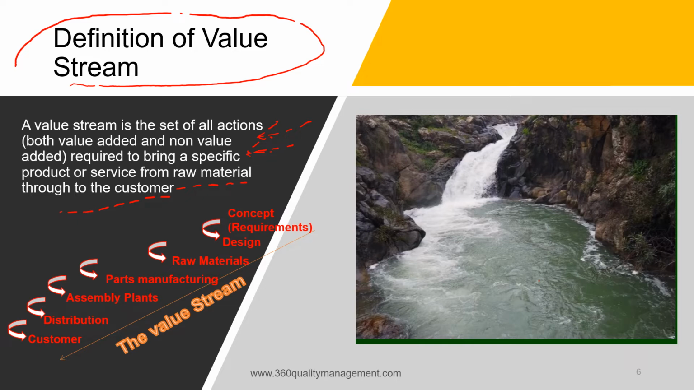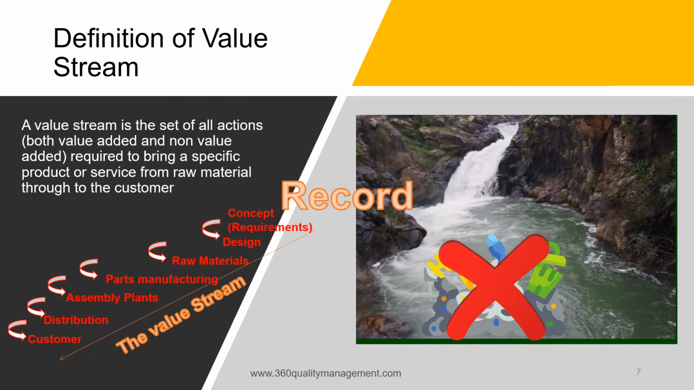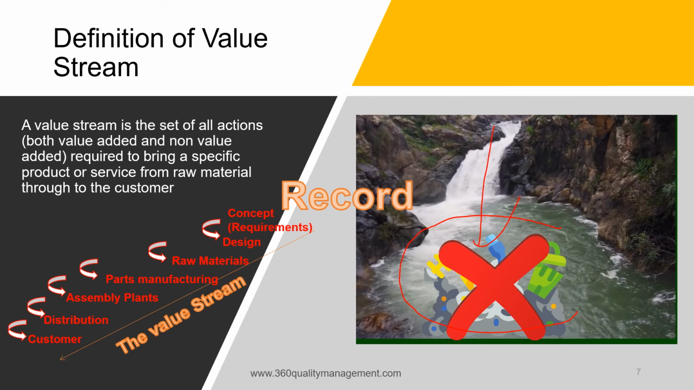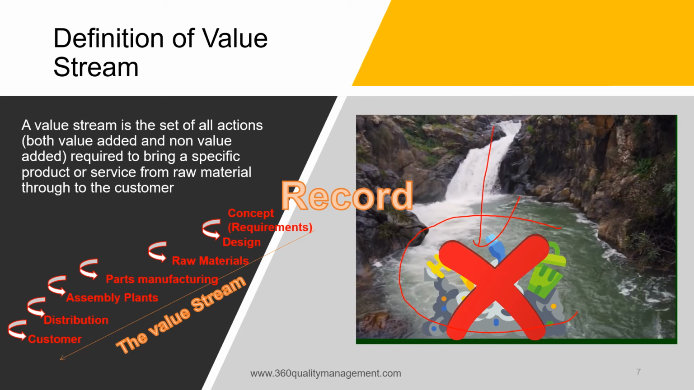Just as an example here, the value stream of a product could begin with concept designs, the raw materials themselves, the parts manufacturing, the assembly plants, distribution, and customers, and each of these entities also has its own value stream. Waste will hinder the flow of the value stream and impact productivity and efficiency.